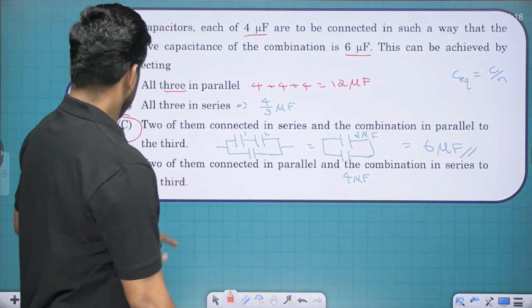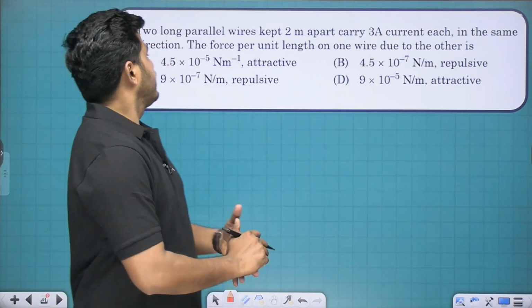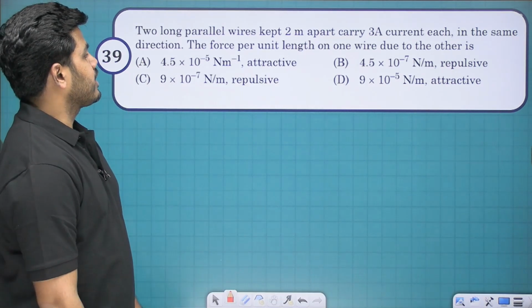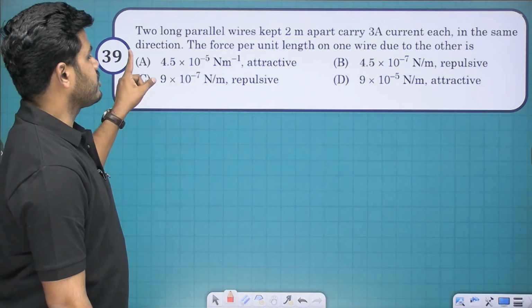Okay, yes. Question number 39. Two long parallel wires kept 2 meters apart carry 3 ampere current each in the same direction.